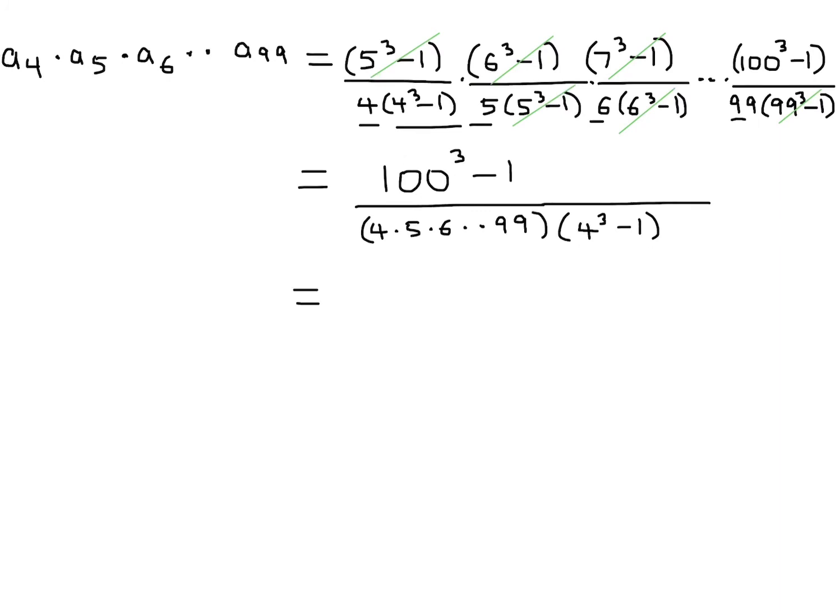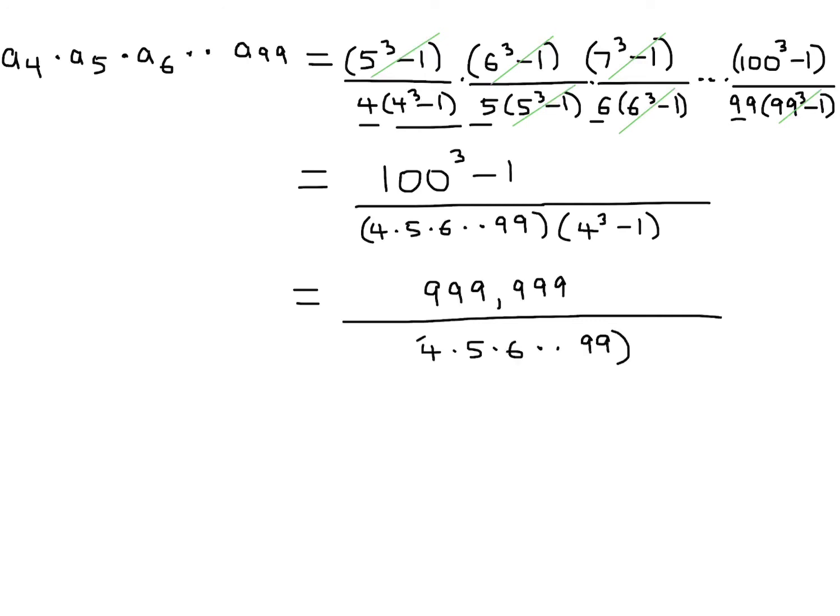So the top becomes, oh boy, 100 to the power of 3 minus 1. So I think that's a million minus 1, so 999999, like that. And then the bottom, 4 times 5 times 6, dot, dot, dot, to 99. And then 4 to the power of 3, 64 minus 1 is 63. Okay, we have to somehow show that this is m over n factorial, correct?